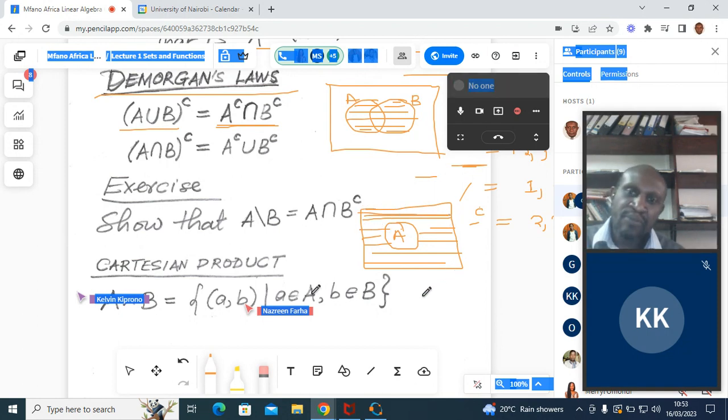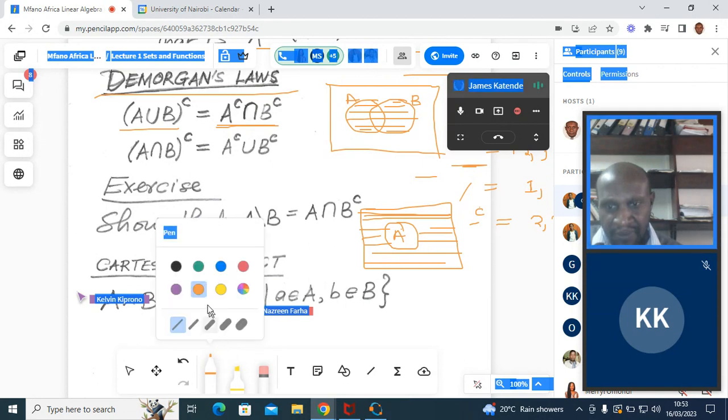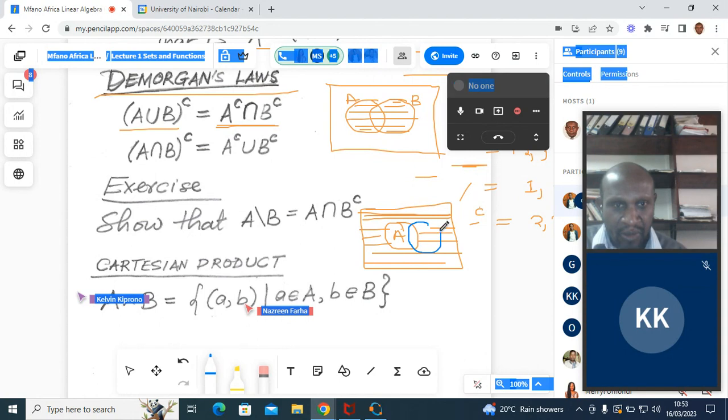Right? So I'll pick a different color. Then I have another set B. So what is the complement of B? Everything that is outside B.